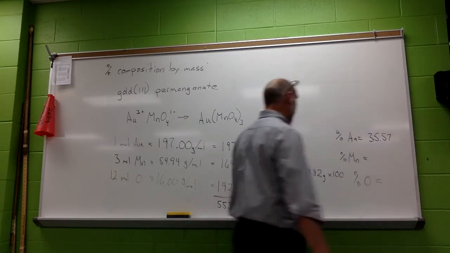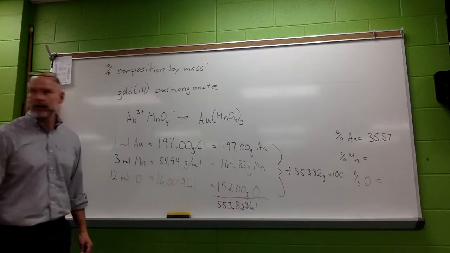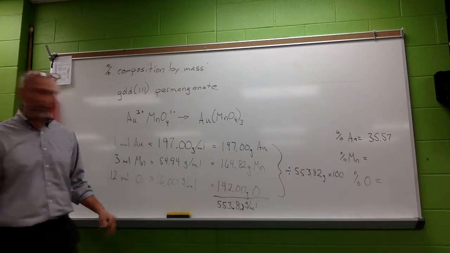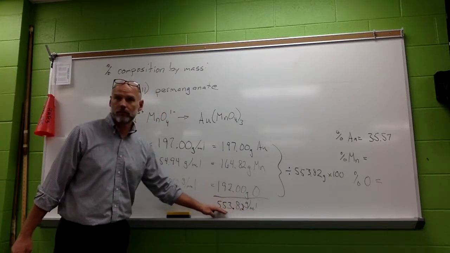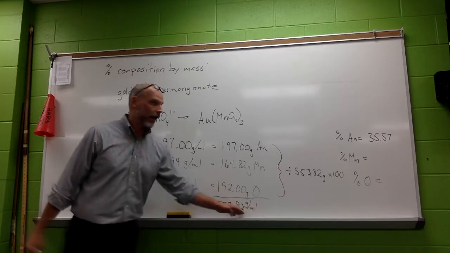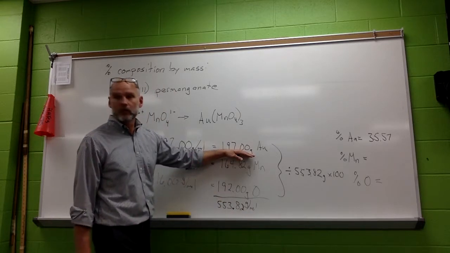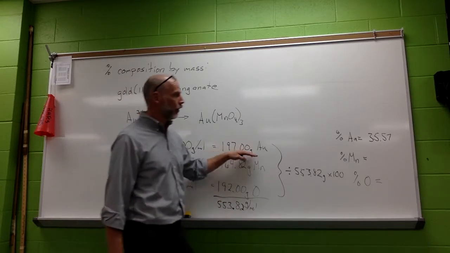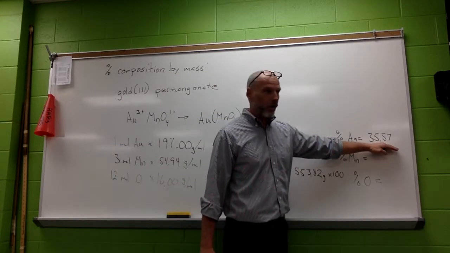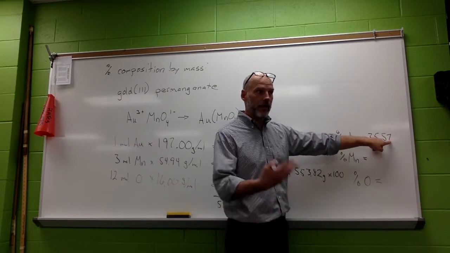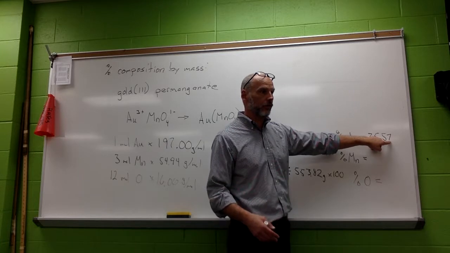35.57, you say? Okay, now, here's the issue I have with that. How many significant figures here? 5. How many here? 5. So my answer should have 5. Currently I have 4. So is that a 7 and something after, or was it a 6 and something else?